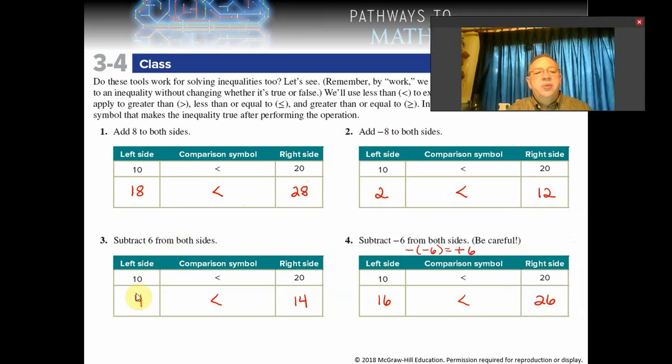Subtract 6 from both sides. 10 is less than 20 is true. Subtract 6, I got my 4 and my 14, this is still true. Subtract a negative 6 from both sides. Subtract a negative 6. So we're going to do a double negative. Here we're going to add 6, and we're still true.